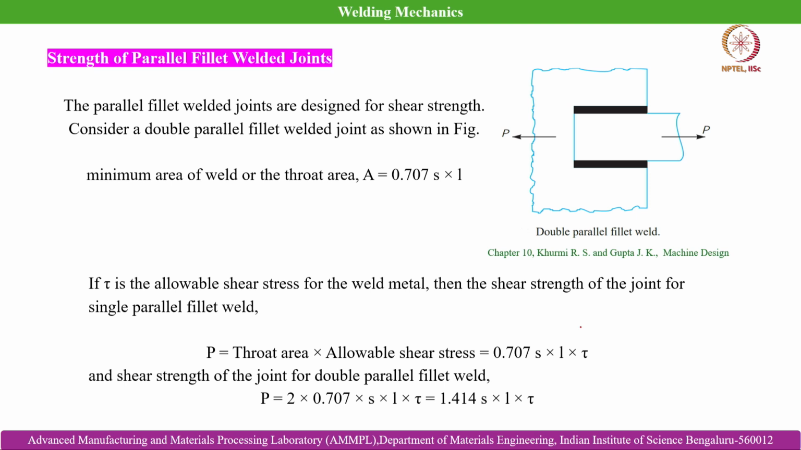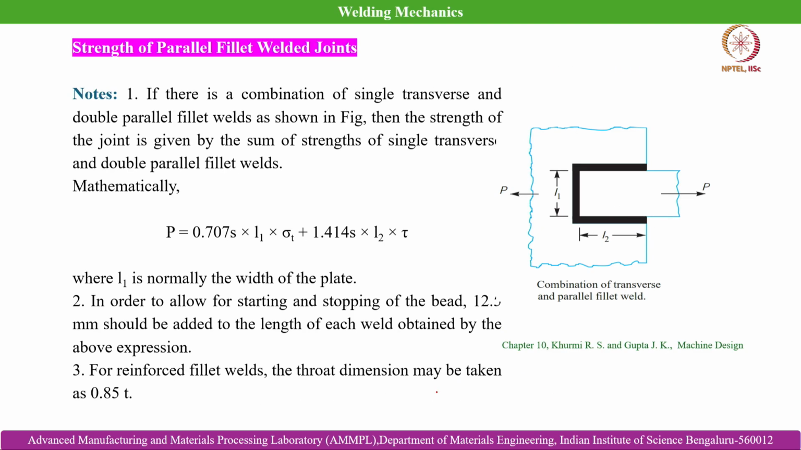And the shear strength of the joint for a double parallel fillet weld is quite the same as we discussed in the case of tensile loading. We just need to multiply it with 2 because we are talking about a double parallel fillet weld, and the resultant expression comes like this. Now, if there is a combination of single transverse and double parallel fillet weld, these are the two parallel fillet welds having length L, and this is a single transverse fillet weld having length L1.